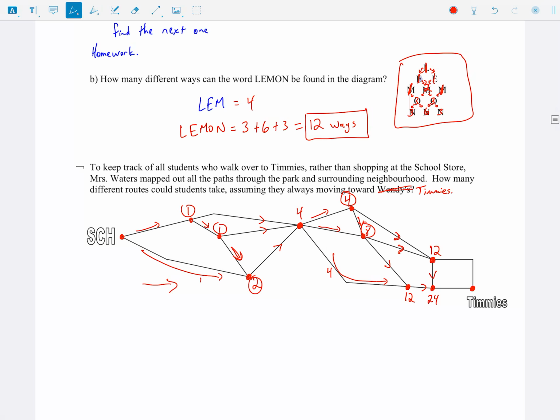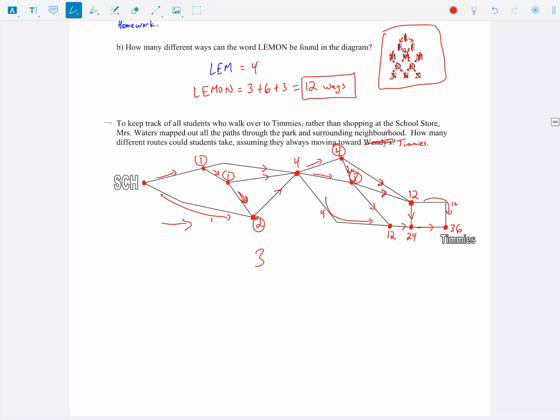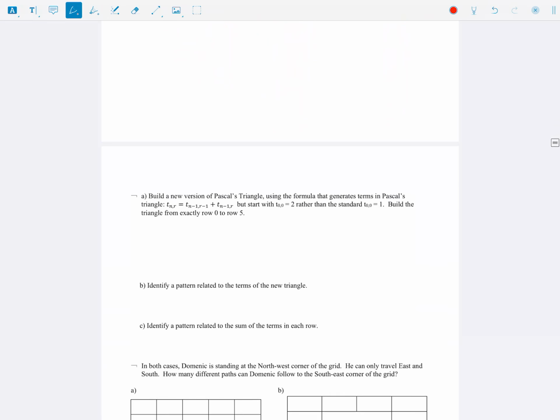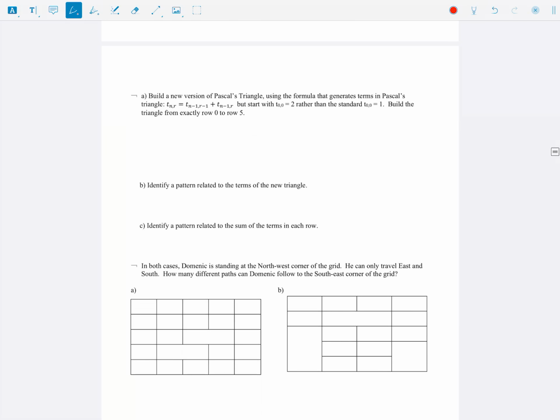And lastly, you're at Timmy's. So you could have come around here. So that would give us 12 ways. Or you could go straight across here, which is 24. So that gives us 36. There are 36 ways to get from SCH to Timmy's. And no, this is not an actual map. I made this up. All right, let's move on to another one here.